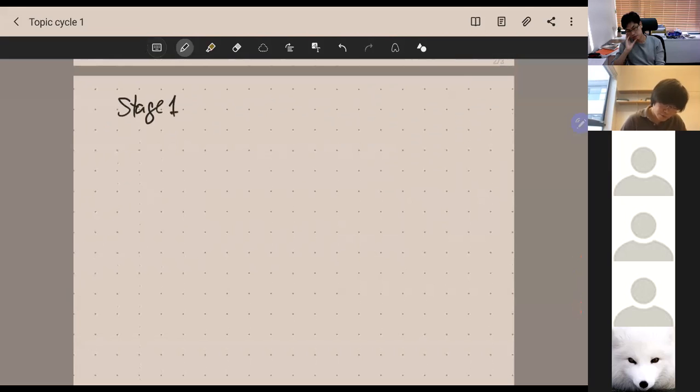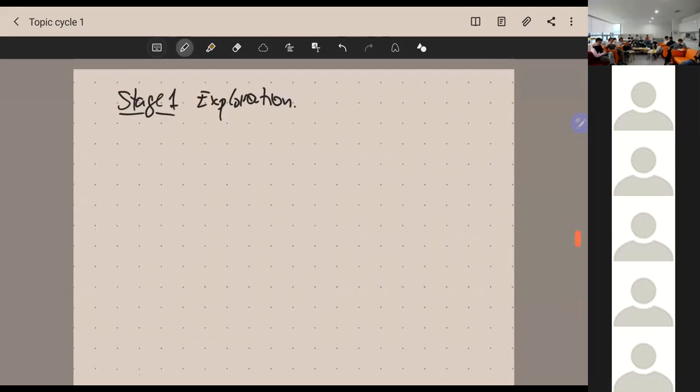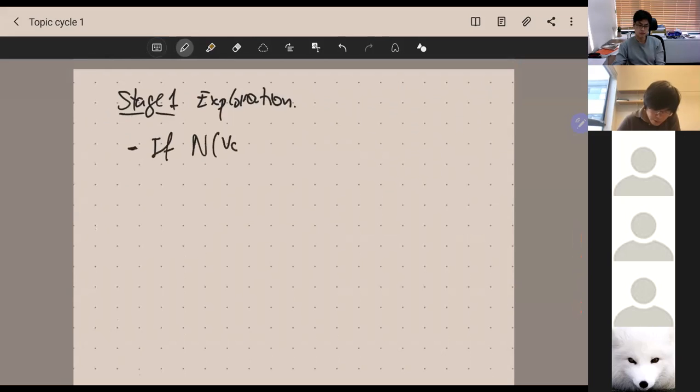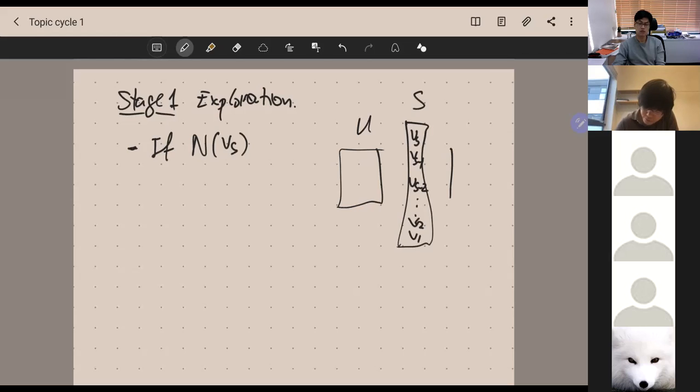We have two stages. The first stage is the exploration stage. Remember, this is the picture we want to keep in mind: the stack has the property that it is first in, last out. So we have V2, V1, this is our stack, and here are the unexplored vertices and the explored vertices. Now look at the neighborhood of the last vertex in the stack. Does it have a neighbor in U? If it does, let's say this guy, we're going to add one such neighbor to it.